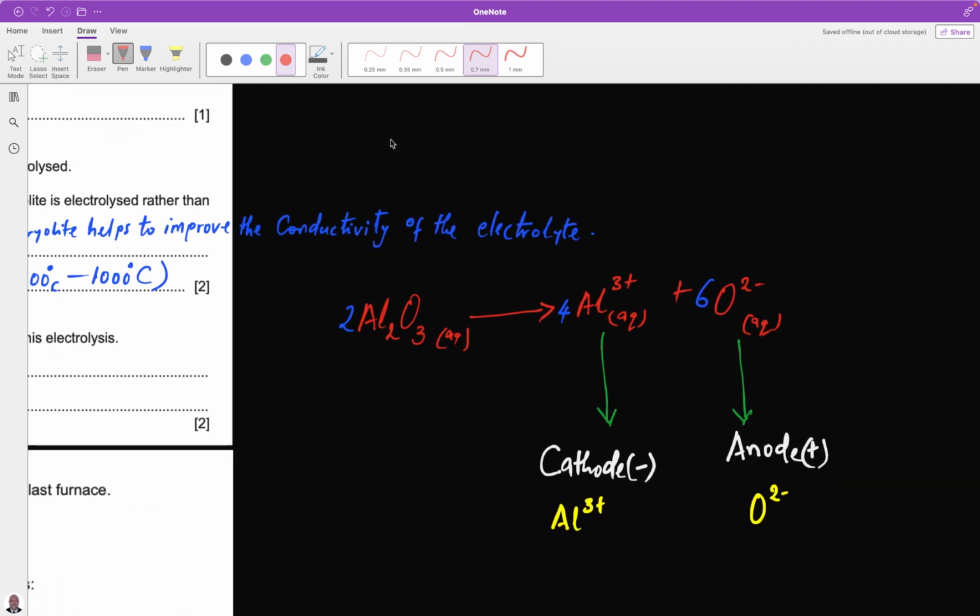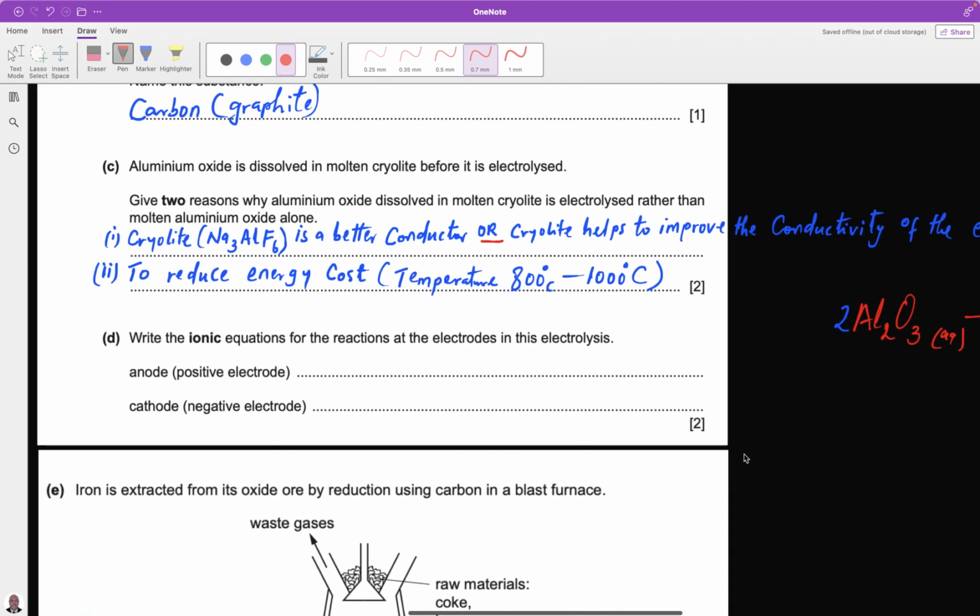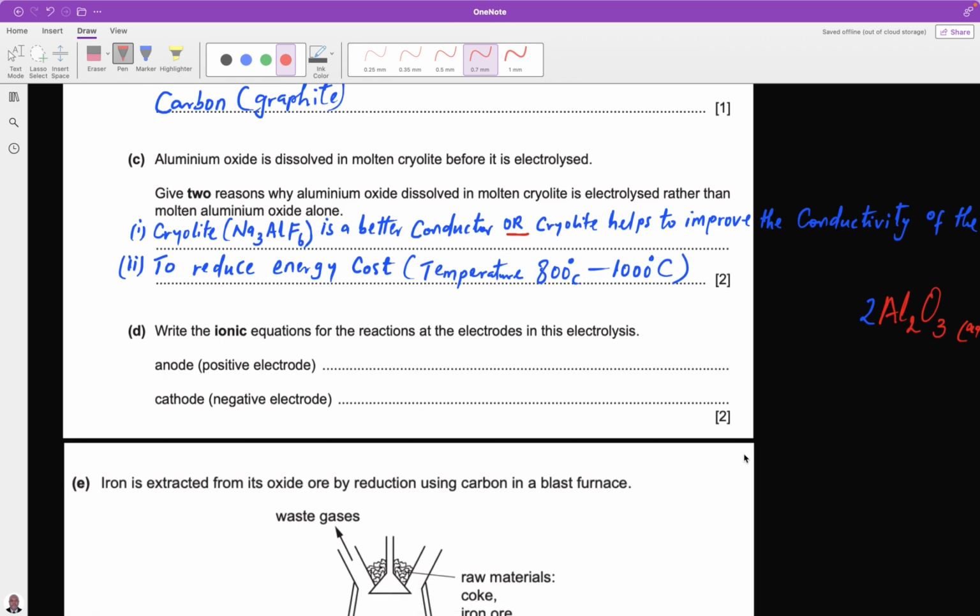the aluminium oxide, when dissolved, is going to produce the aluminium ion and the oxide ion, as you see in this equation. This aluminium ion will be deposited at the cathode, the negative electrode. Oxygen will also be deposited at the anode, which is the positive electrode. Let's see how the reaction will occur. Write the ionic equation for the reaction at the electrodes in the electrolysis.